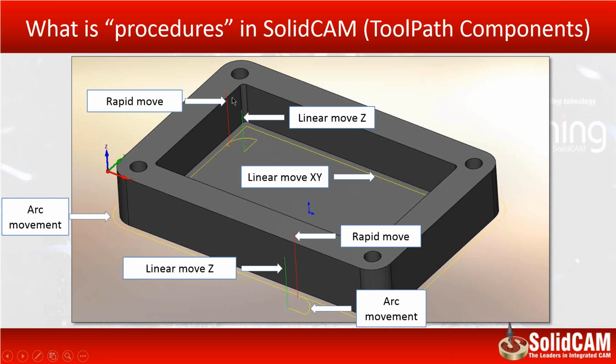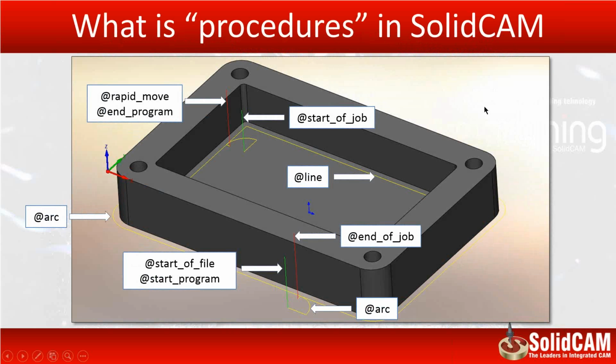Then the tool needs to move here, which is basically the second operation. And then we have again the procedure: start of job, rapid move, line, line, arc, and so on and so on. So in the next picture you will see, it will be more interesting for you. So here it is.